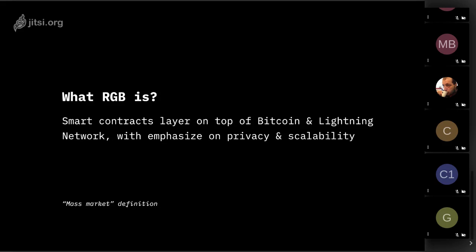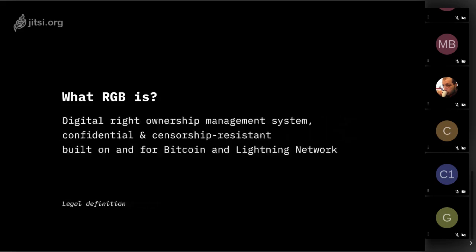And with scalability, RGB is not scalable by itself. It utilizes the fact that it operates on top of Lightning Network, which is scalable, and it utilizes the fact that it doesn't put any additional data to the Bitcoin network, not to Bitcoin transactions, and it does not reduce the scalability because of that. So that's a mass market definition.